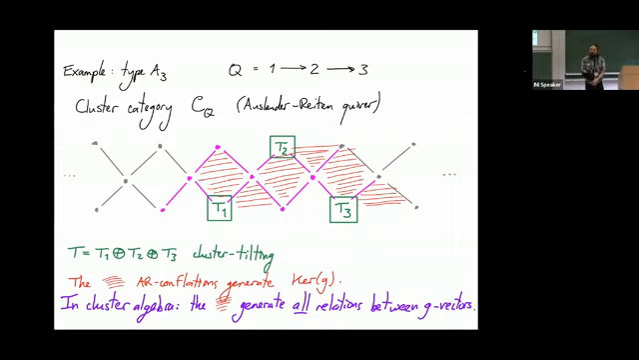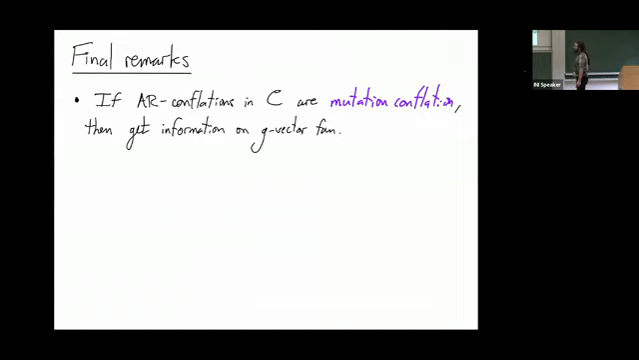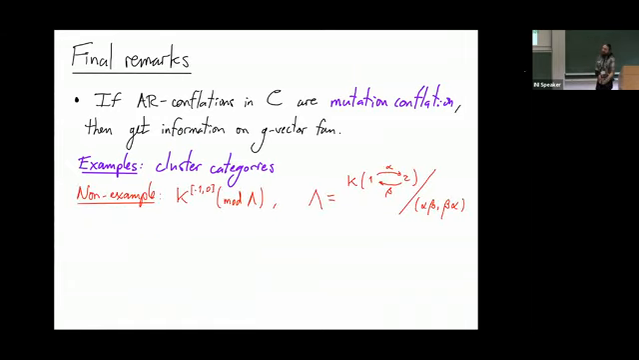Okay, so some final remarks. First, sometimes, like in the cluster category, the Auslander-Reiten conflations are mutation conflations. So that gives us information on the g-vector fan. I'm not going to tell you how, but it does. Sometimes Auslander-Reiten conflations are not mutation conflations. This is an example. If you take the preprojective algebra in type A2, Auslander-Reiten conflations are not mutation conflations. So it doesn't give you information on the g-vector fan.